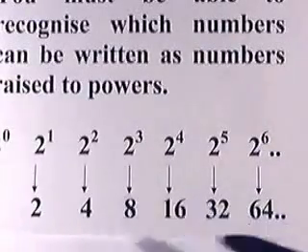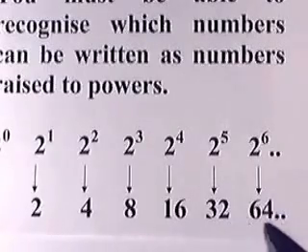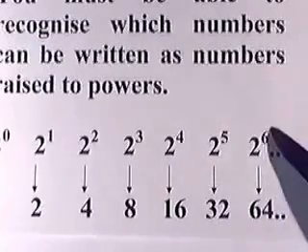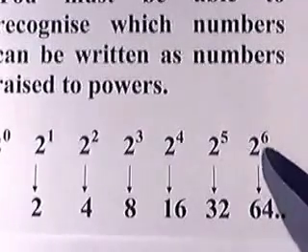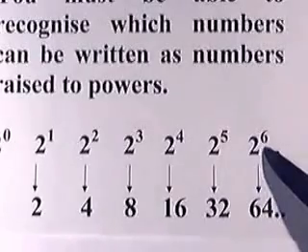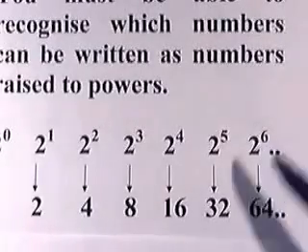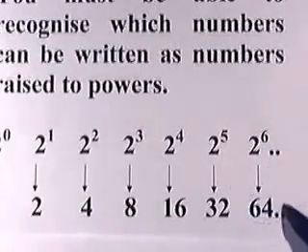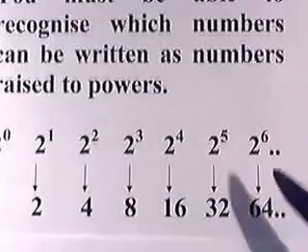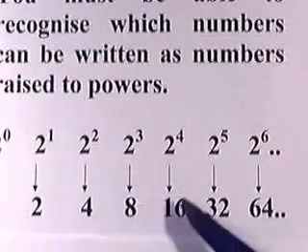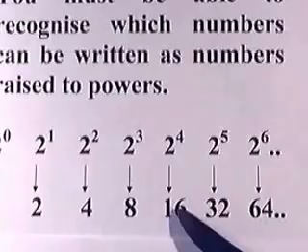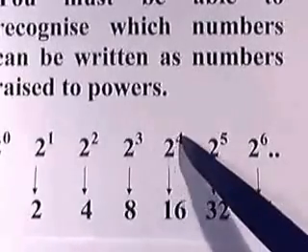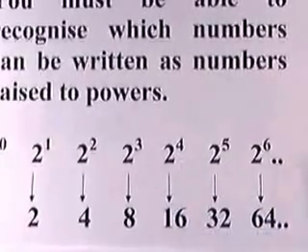You should get to recognize these. If you see 64, this should automatically pop into your head. It's really the same as 2 to the power of 6. In other words, the 6th root of 64 is 2. The 4th root of 16 is 2, and so on.